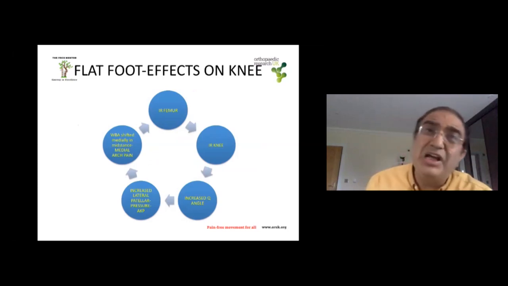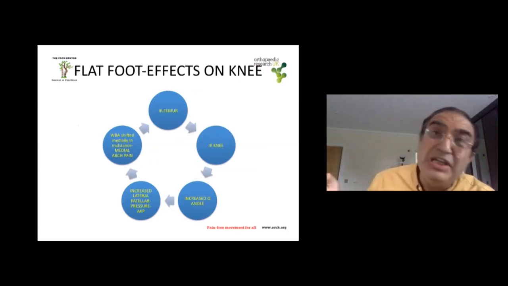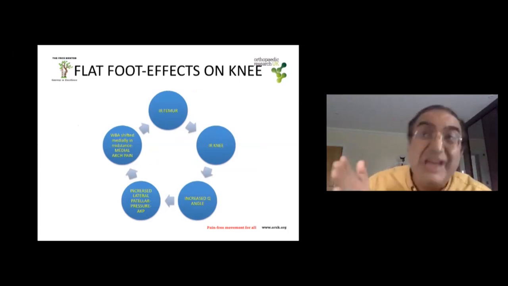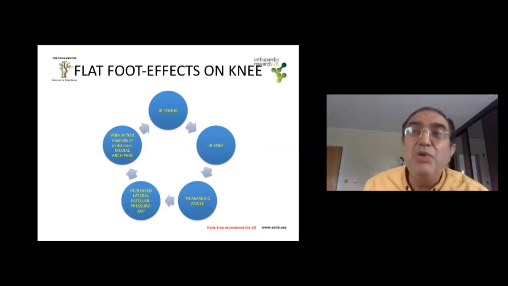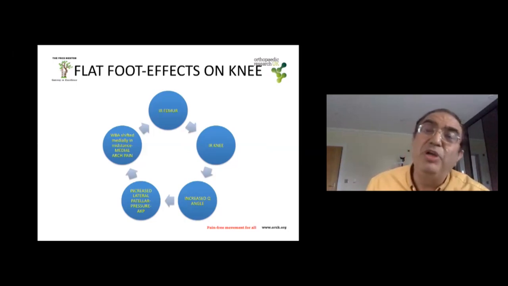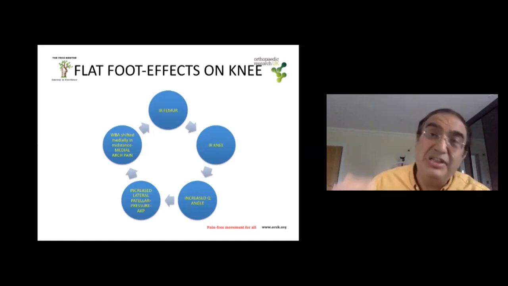So during mid stance, we expect the foot to be flat. But if you have a flat foot, the weight bearing axis shifts to the inside of the foot rather than to the center of the foot. And because the weight bearing axis shifts to the inside, there's an internal rotation of the femur, there's an internal rotation of the knee, there's an internal rotation of the tibia, which increases the Q angle, and that increases patellofemoral pain. And that's why flat foot doesn't just affect the foot. It also affects the knee, affects the hip, and affects your lower back.